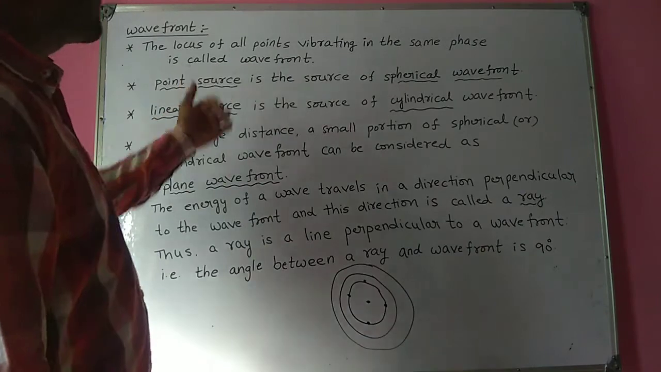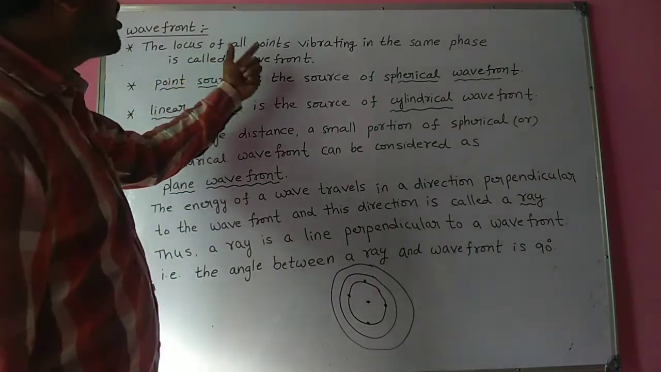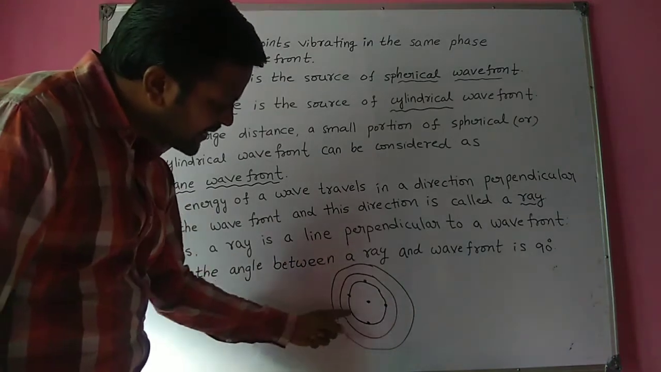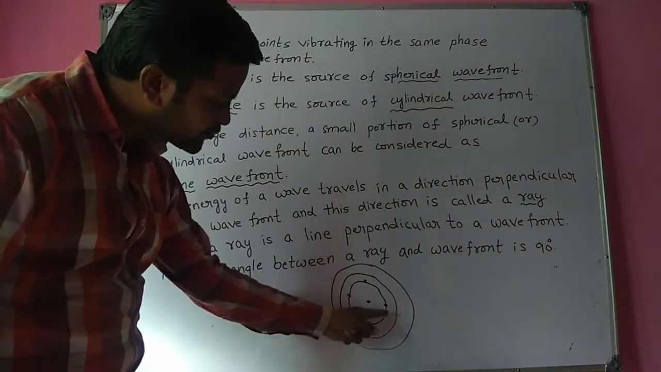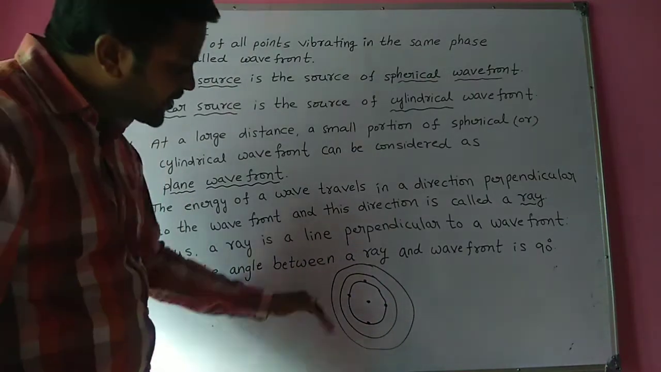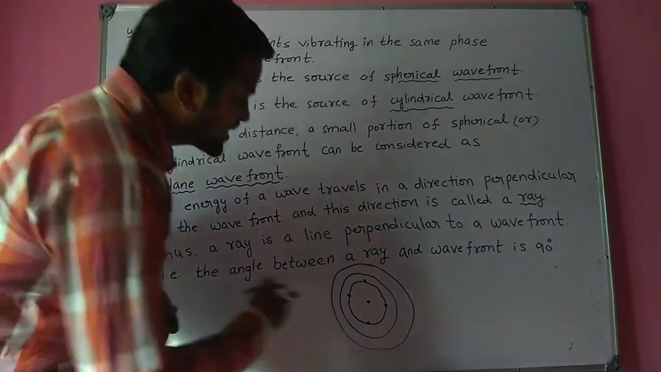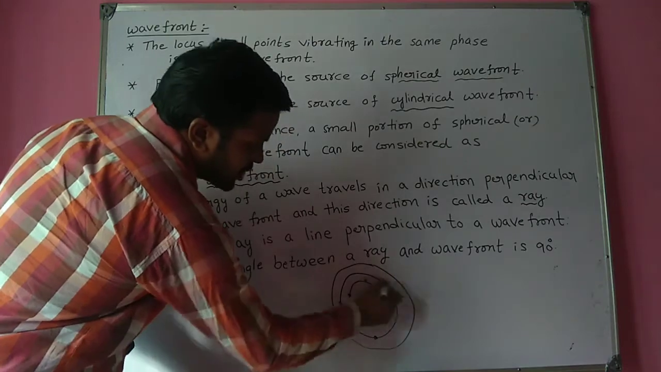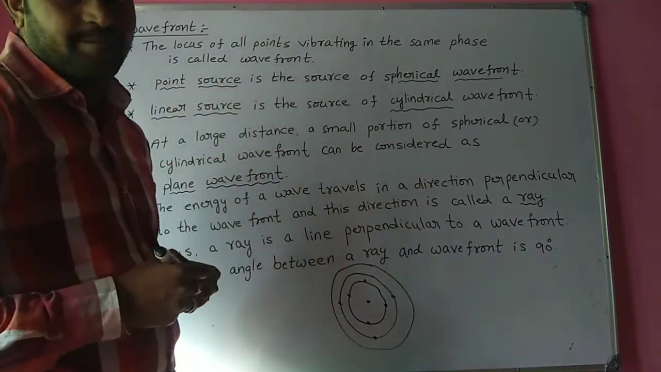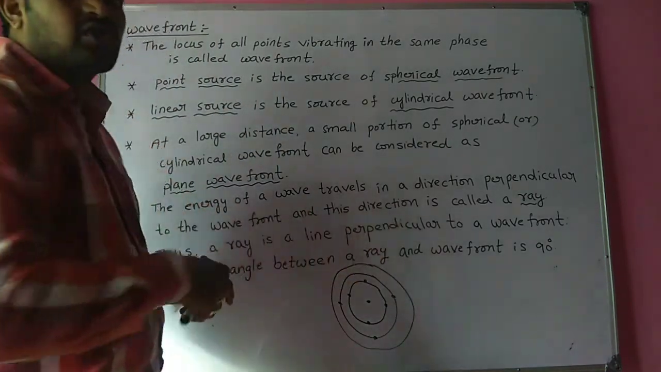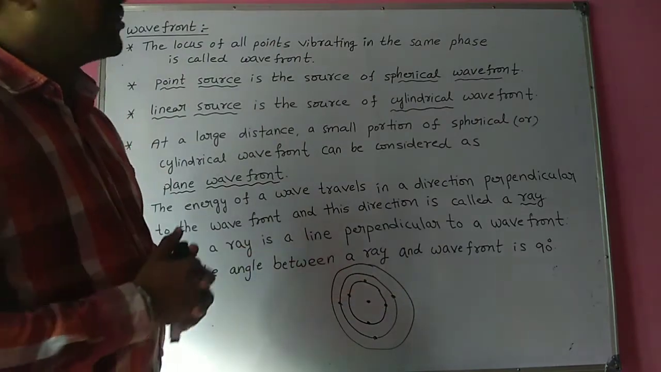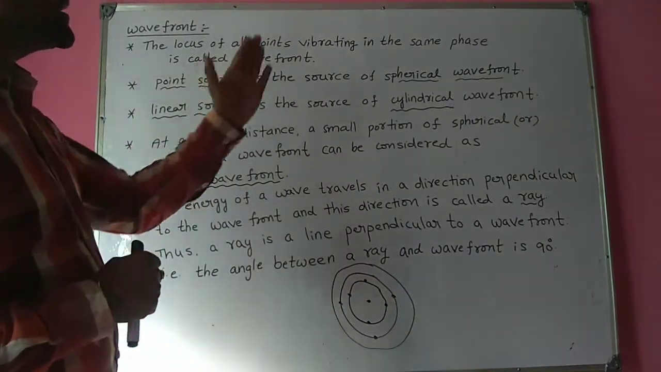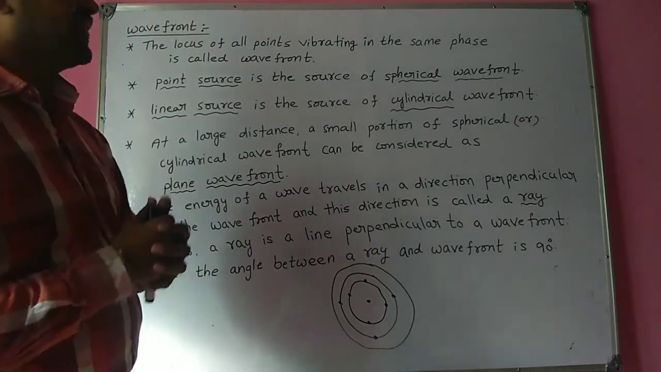The definition of wavefront is the locus of all points vibrating in the same phase. So, this circle is the locus of the points vibrating in the same phase. If you take another circle also, if you consider some points on the other circle, these points also have the same phase. So, the other circle is also another wavefront. So, finally, the locus of all points vibrating in the same phase is called wavefront.